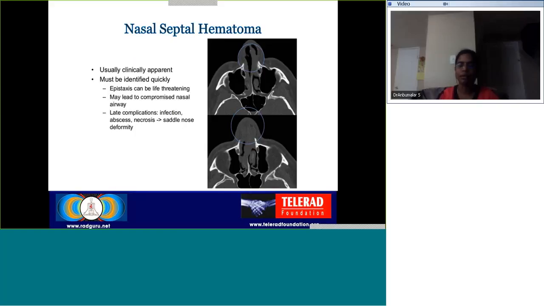If it is left unattended, late complications like infection, abscess, and necrosis of the cartilaginous portion may lead on to the saddle nose deformity.